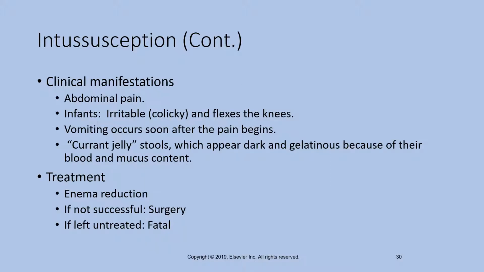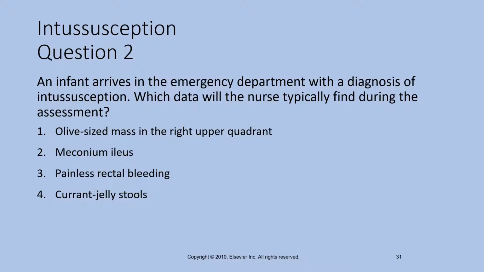Manifestations: abdominal pain, irritability in infants, colicky pain, flexion of the knees, and vomiting that occurs soon after the pain begins. Currant jelly stools appear dark and gelatinous, like mucus. Treatment: enema reduction; if not successful, surgery. Left untreated, it is fatal.